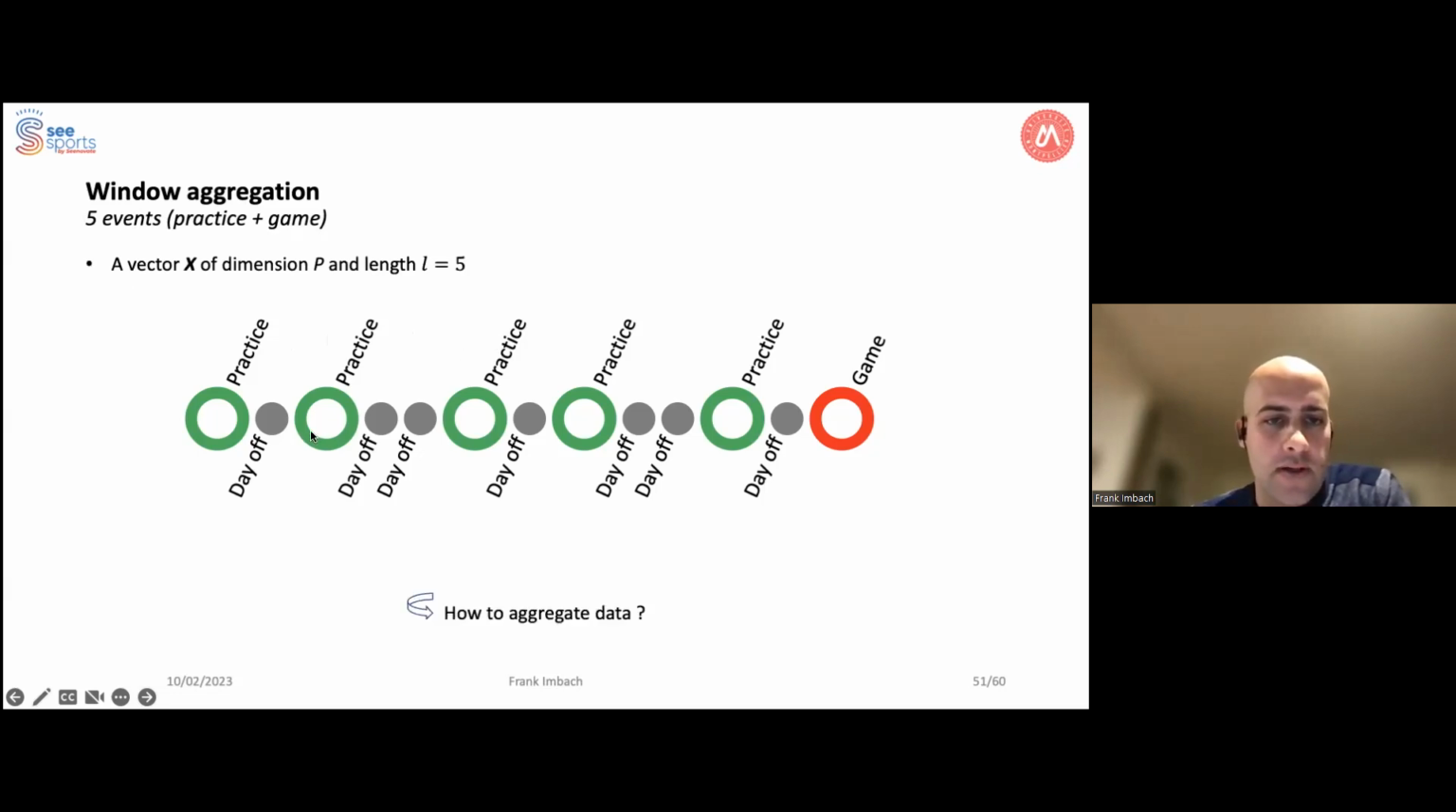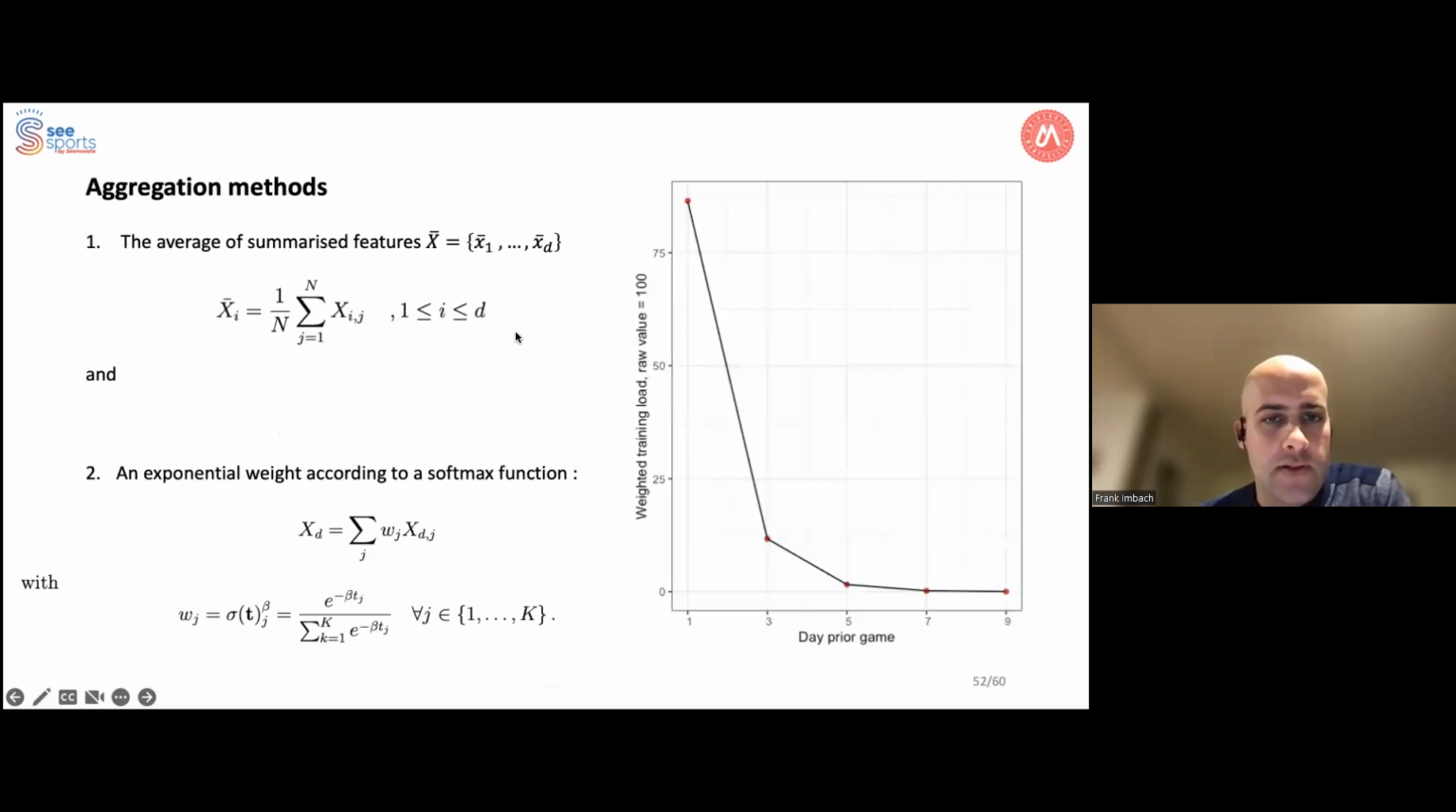So the question was how to aggregate this data to consider information from training to predict the athletic performance of the following game. We did 2 methods. The first one was just to compute the average of the 5 sessions for each variable. And the second one was to compute an exponential weighting aggregation according to the softmax function. Take, for example, on this figure, the first day per game, the value is maximal, and it decreases over time exponentially.